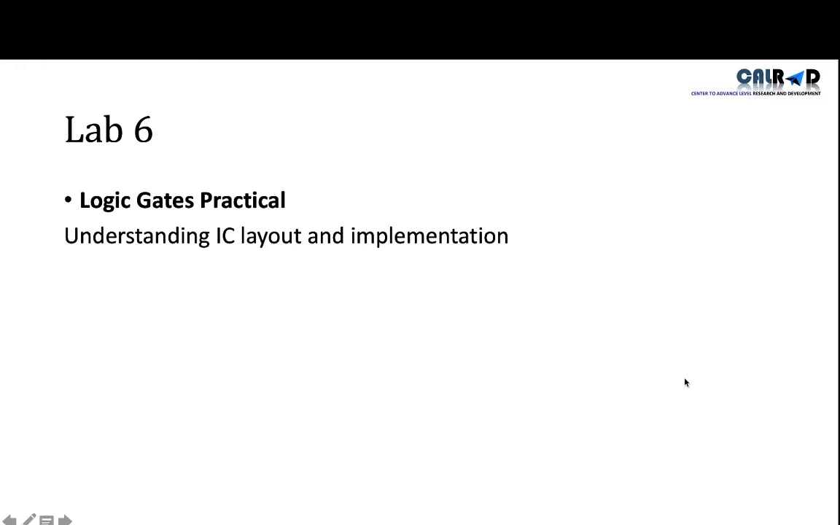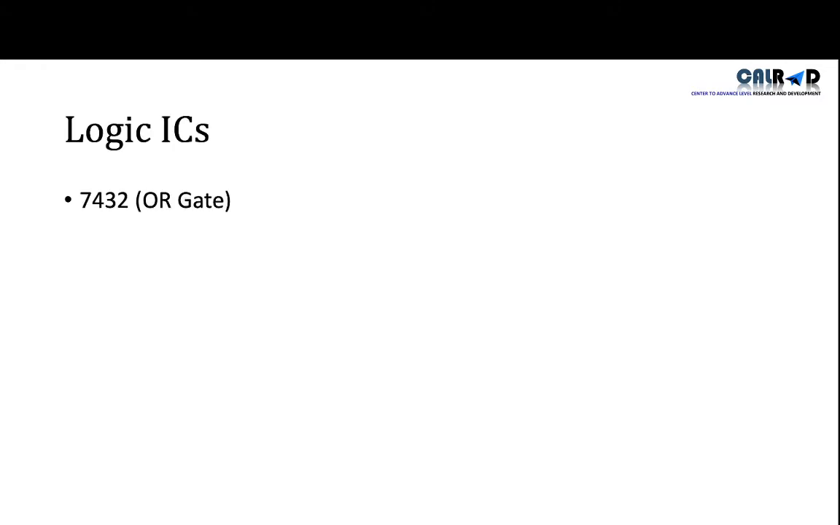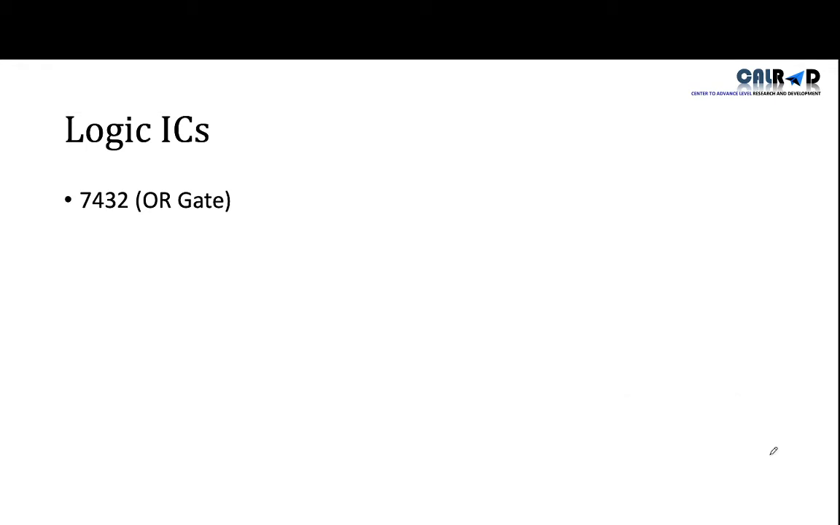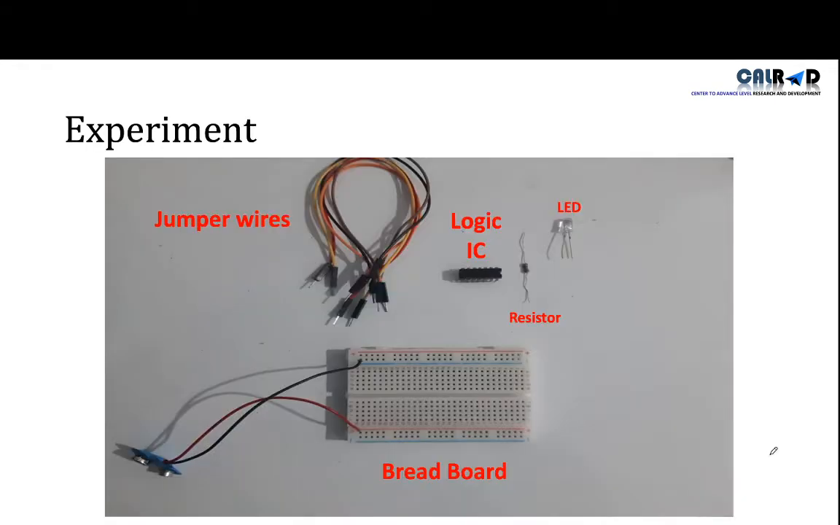And today's lab is related to the OR gate. Today we will be doing an experiment with the OR gate, and the IC which we will use for the OR gate is the 7432 IC. So let's start. The first step is the experimental setup.